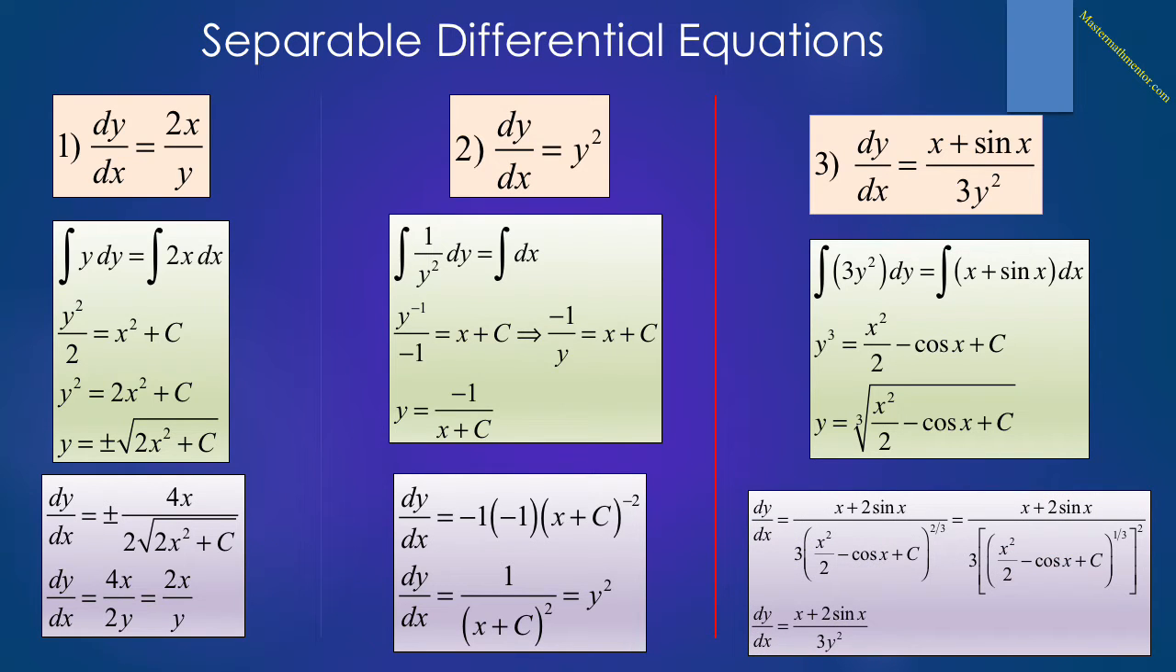To check, we take the derivative and we get dy/dx is equal to 1 over 3 times the quantity x squared over 2 minus cosine of x plus c raised to the 2/3 power, times the derivative of what's inside the cube root, which is x plus sine x. And that is equal to (x plus sine x) over 3 times the quantity x squared over 2 minus cosine x plus c raised to the 1/3, and that is squared. So dy/dx is simply equal to (x plus sine of x) over 3y squared.